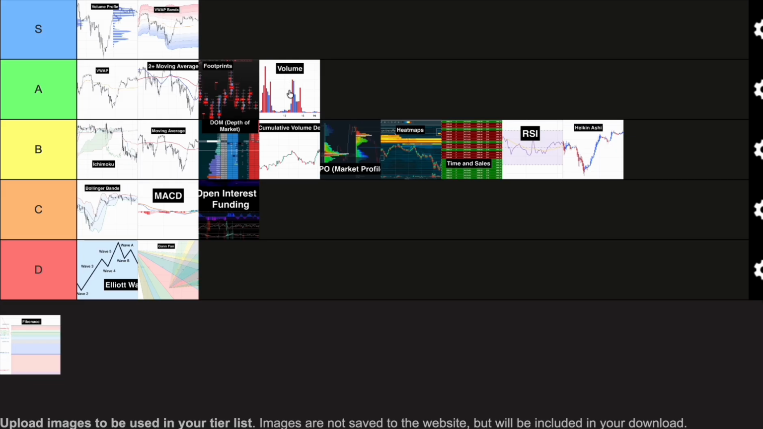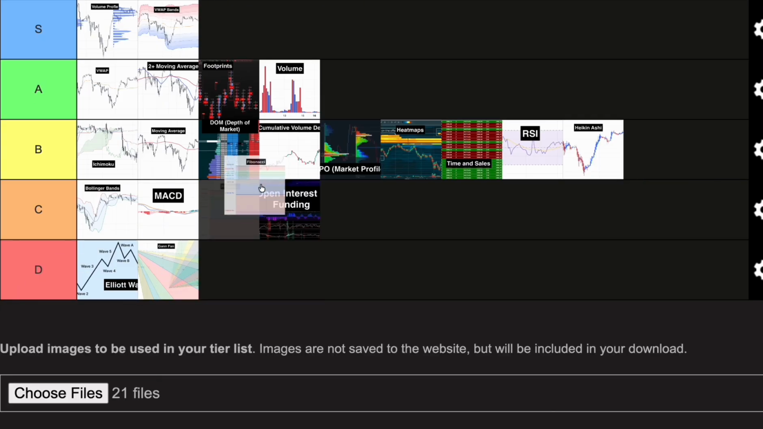I use it myself from time to time. Again, I don't use it on a daily basis, but I do use this. I feel like it has value for scalpers. It brings value as well for intraday, for swing traders, for even long-term investors. I think looking at volume is very, very telling, and I feel like it gives you a lot of idea of what's happening in the market. So volume goes into A, and then the last one is Fibonacci.